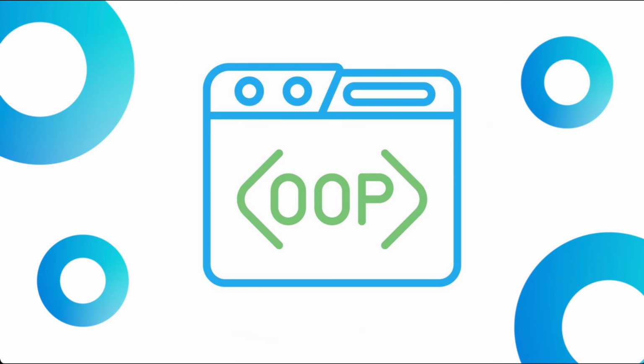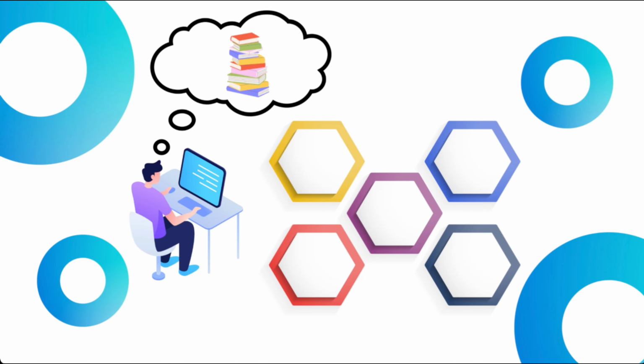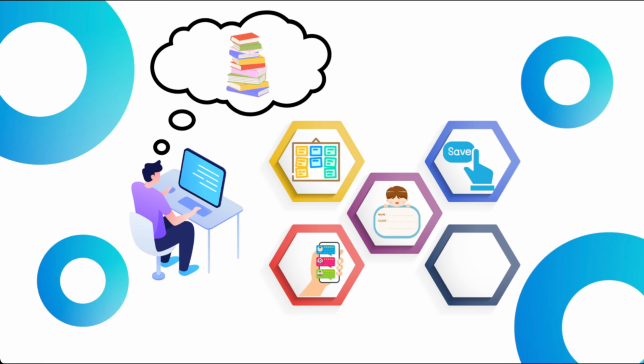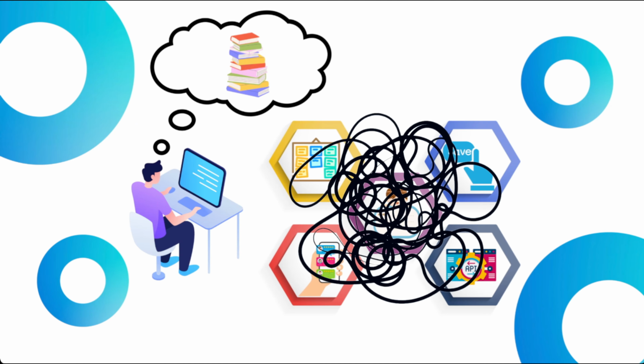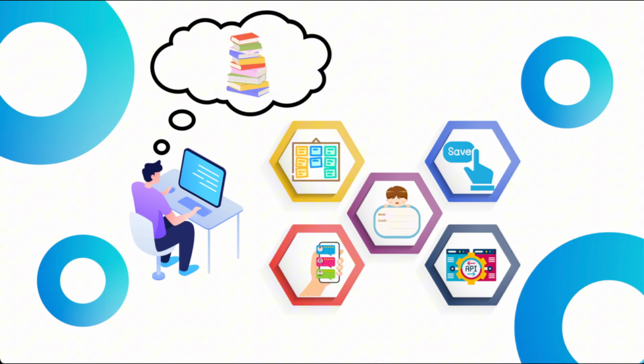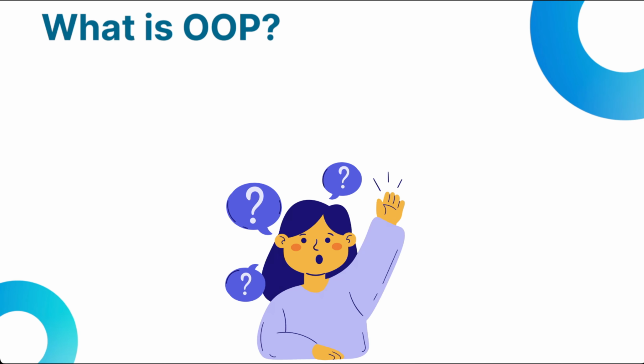That's where object-oriented programming comes in. Let's give another concrete example. You're building a simple script to track books you read. It works, but then you want to sort them, tag them, share reviews, save them, and connect to an API. Suddenly, your code becomes spaghetti. Object-oriented programming is the secret weapon to keep your code clean, modular, and scalable. So, what exactly is object-oriented programming?